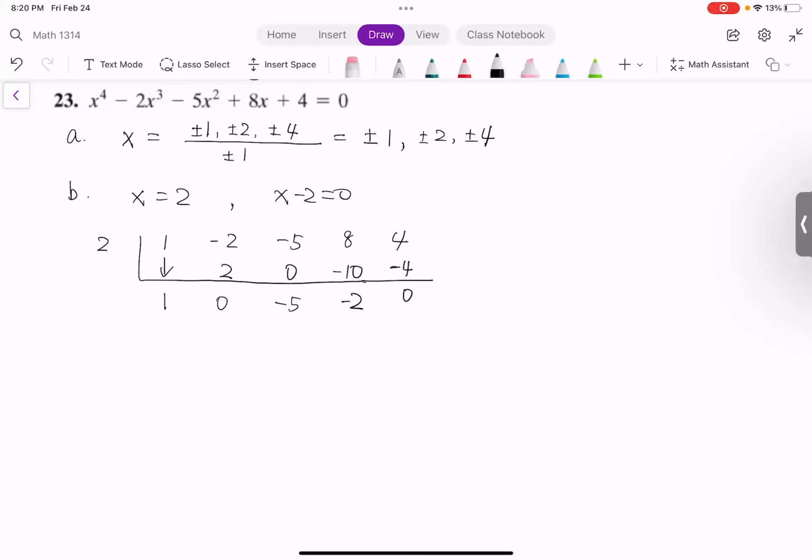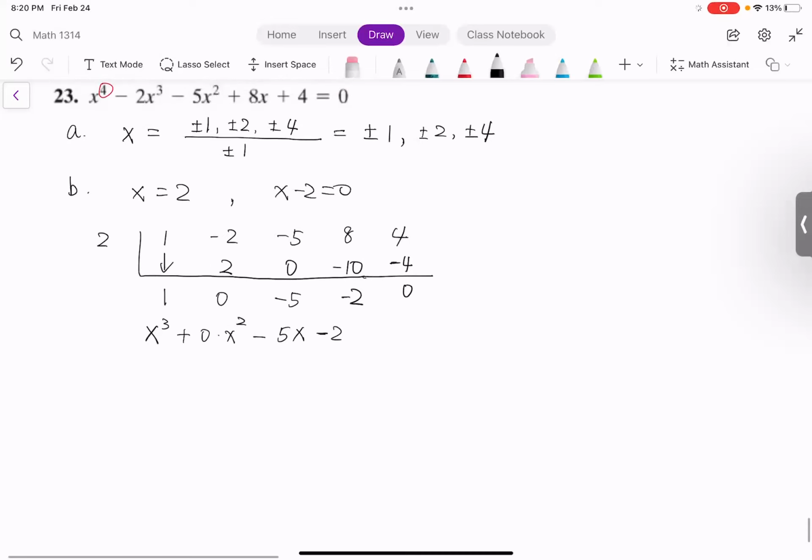Okay, let's write down the quotient. The quotient is x to the what power? Look at here. This is 4, then the reduced power is 3. x cubed plus 0 times x squared minus 5x minus 2. This is the quotient part. So f of x can be written as the quotient x cubed, and because this term is 0, we can skip the second term, minus 5x minus 2, times x minus 2.